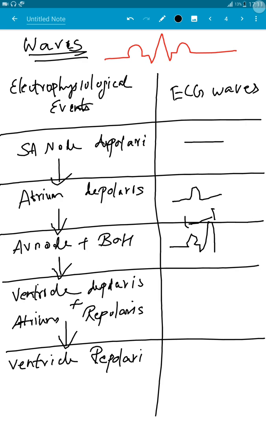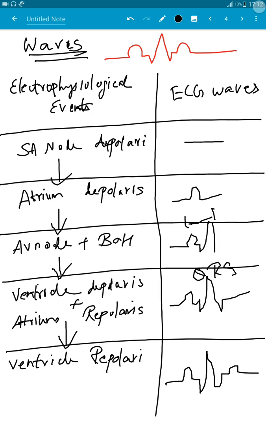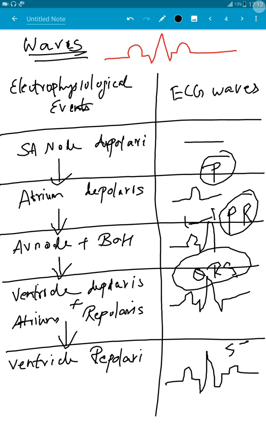Then the ventricle depolarizes, which includes P is atrial depolarization, and QRS is the ventricular depolarization. Then ventricular repolarization. The ST segment represents ventricular repolarization. So the P wave is atrial depolarization, PR is the bundle of His and AV node, QRS is ventricular depolarization, and the ST segment is ventricular repolarization. This is the first rule you have to know, so keep it in mind.